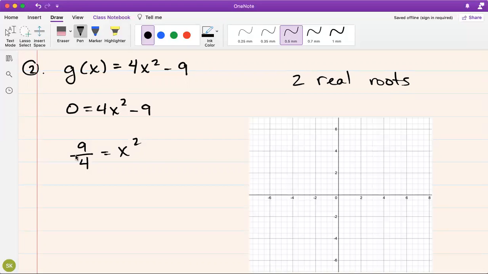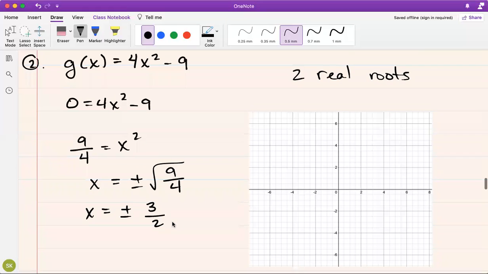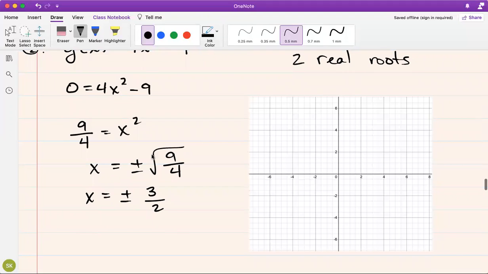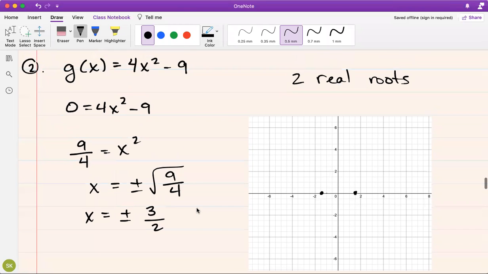But just looking at this, I can see that if I take the square root, I get x is equal to plus or minus 3 over 2, because I break the square root. The square root of 9 is 3, and the square root of 4 is 2. So I'm going through 1.5 and -1.5. So let's put some dots here. This is 1, -1, so this is -1.5, and this is 1.5, because 3 over 2 is 1 and 1/2.